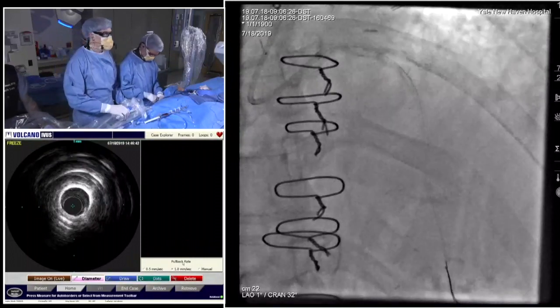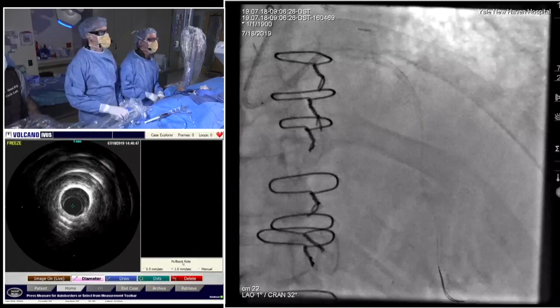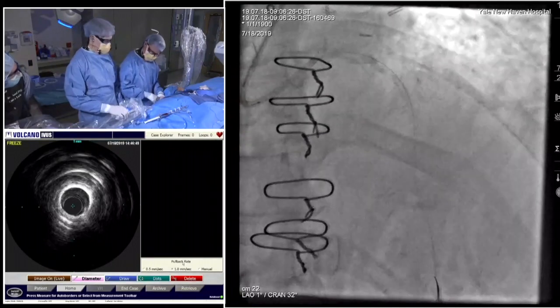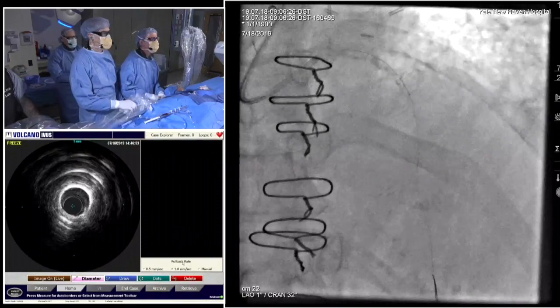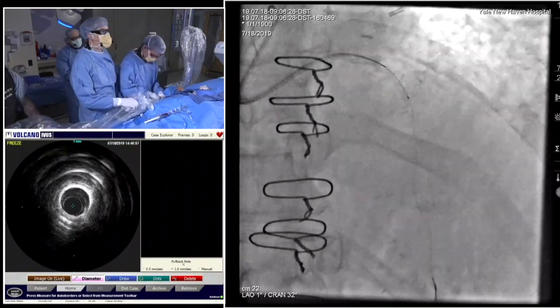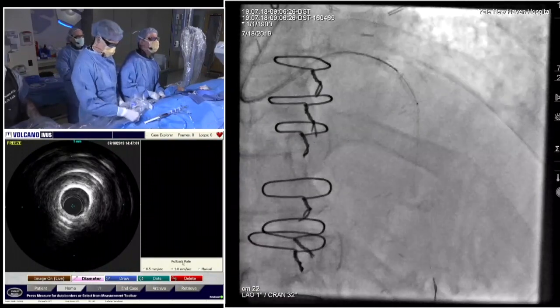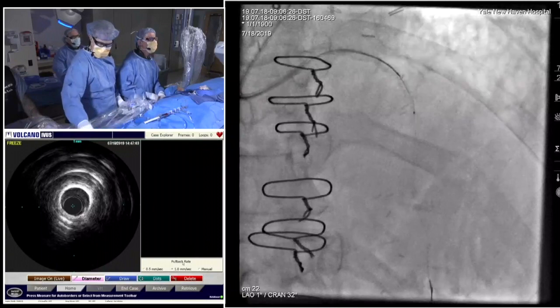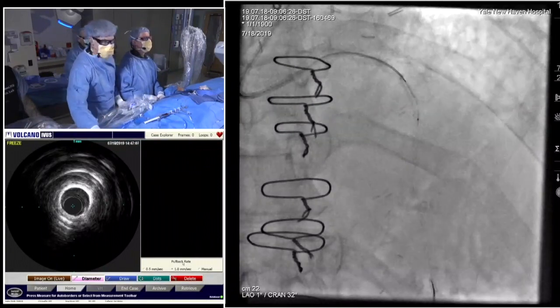So this is a rotational IVUS. We didn't really hit any of the predictors of slow flow. We had no significant decelerations. We had no long runs. But the one predictor I think we did have is extensive calcification. And so the burden of debris was fairly substantial.